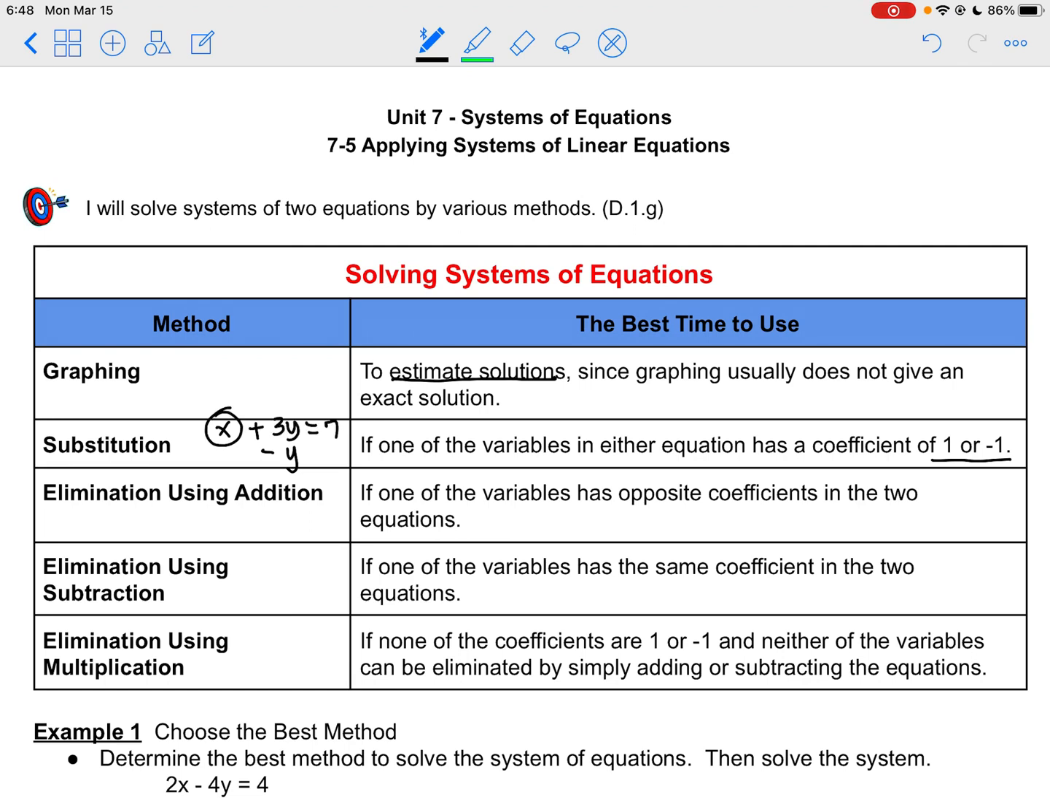So in this equation, we would want to solve for x. In the next equation, we would want to solve for that y. But if there is a variable that has a coefficient of 1 or -1, then substitution would be the best method.